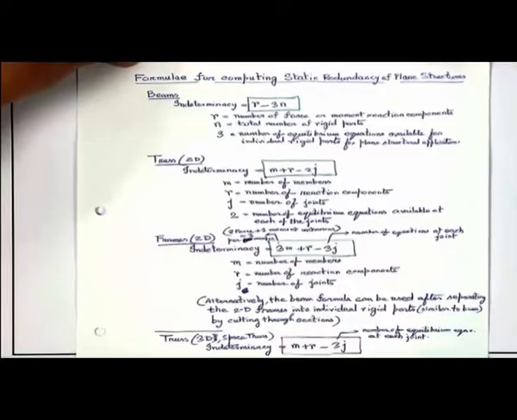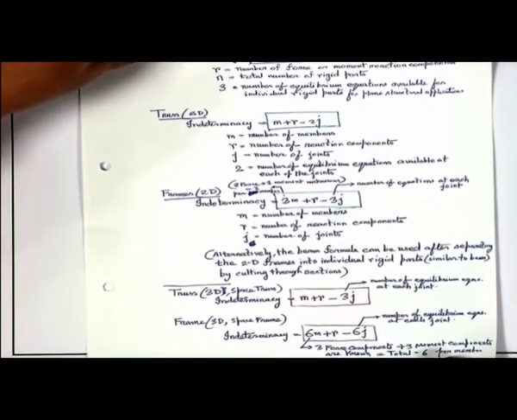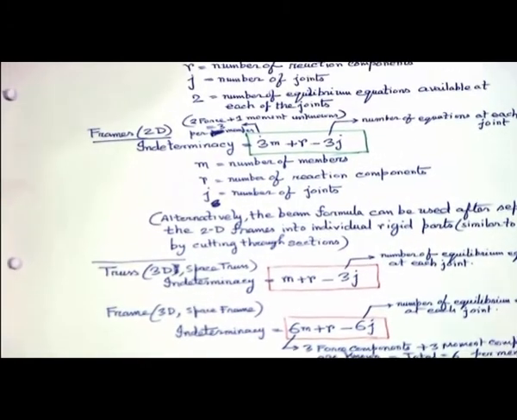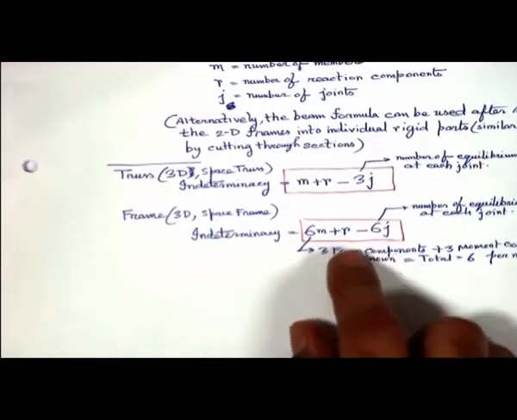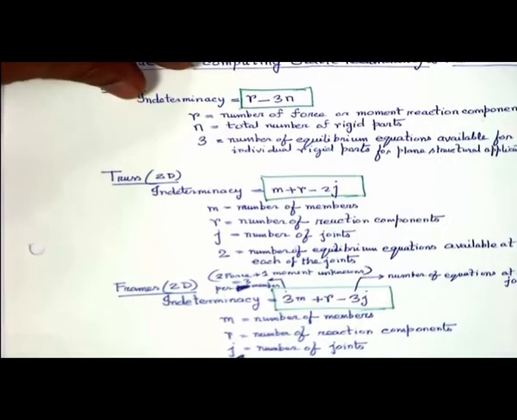I will show you some formulas that you can recapitulate: r minus 3n to find the indeterminacy in a beam, m plus r minus 2j for trusses, 3m plus r minus 3j for frames, and similar ones for 3D trusses and 3D frames. You need not remember these formulas. They come automatically from your understanding of how many conditions are known and how many unknowns are to be determined, and from there you can form the equations yourself.